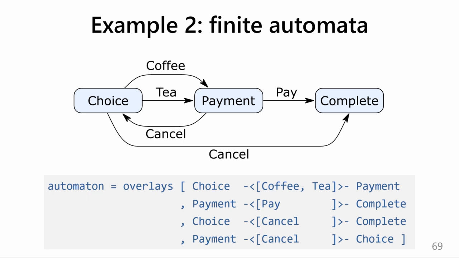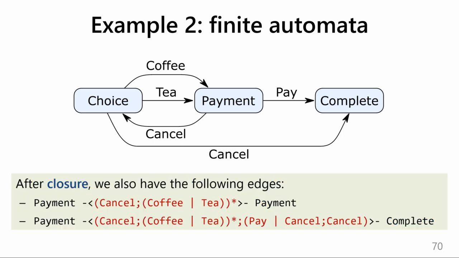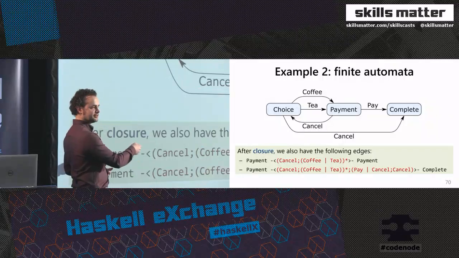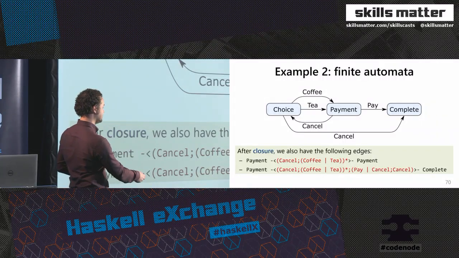I'd like to point out here that I'm using, again, this overloaded list notation. This converts this to a set or to a regular expression. And if we apply transitivity, so we do some sort of closure, we can observe that in the resulting graphs there are some more complicated labels. For example, you can go from payment to payment not just by doing nothing, but actually you can do an infinite loop here, deciding what you go for and then canceling, right? So this is like a regular expression for what you can do from payment to payment.